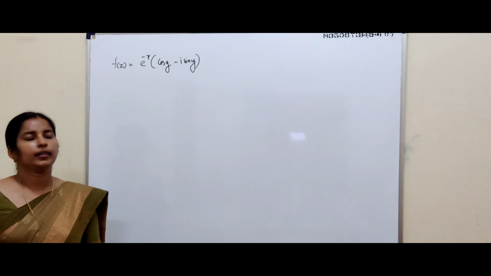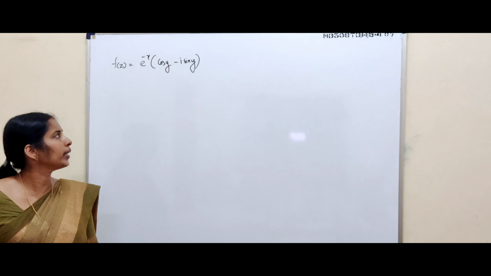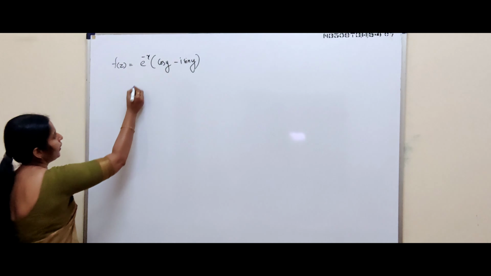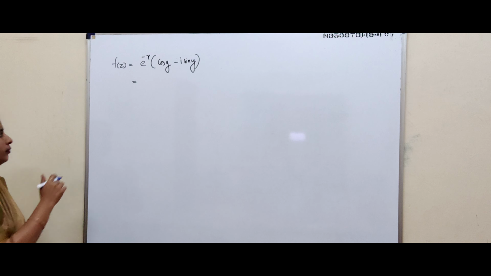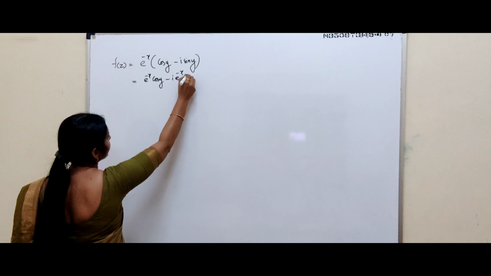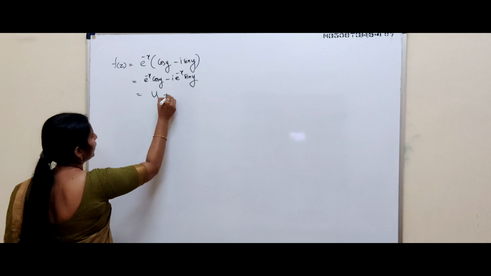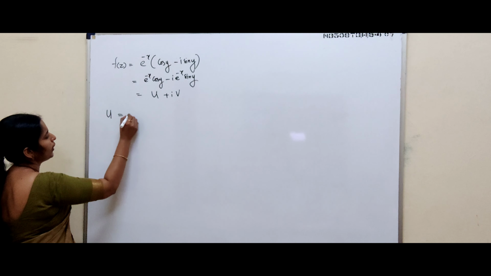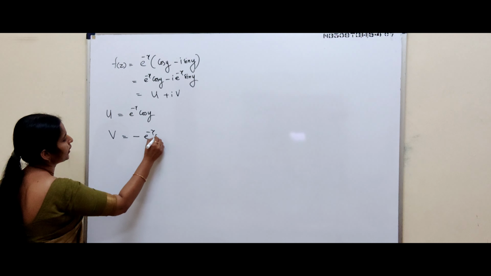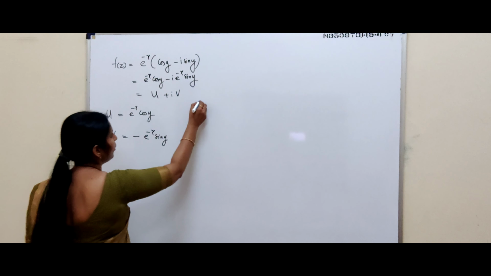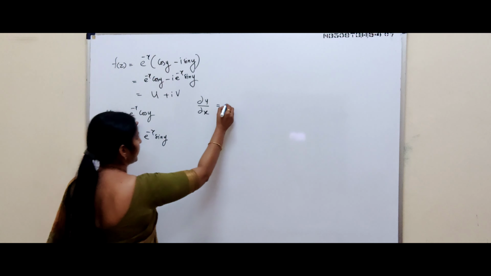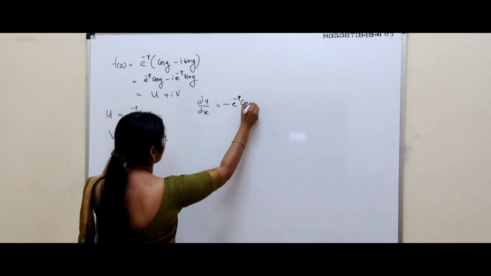Next we have to check if f(z) equal to e raised to minus x into cos y minus i sin y is analytic or not. Here f(z) is in the form u plus iv: e raised to minus x cos y minus i e raised to minus x sin y. That is u equal to e raised to minus x cos y and v equal to minus e raised to minus x sin y. ∂u/∂x equal to derivative of e raised to minus x cos y, it is minus e raised to minus x cos y.